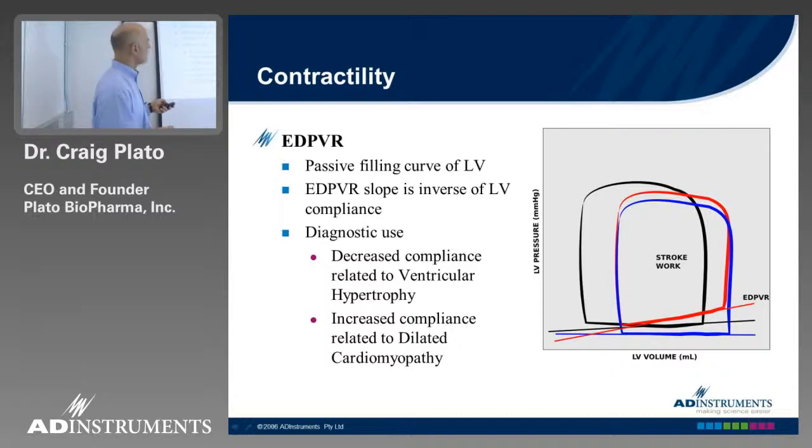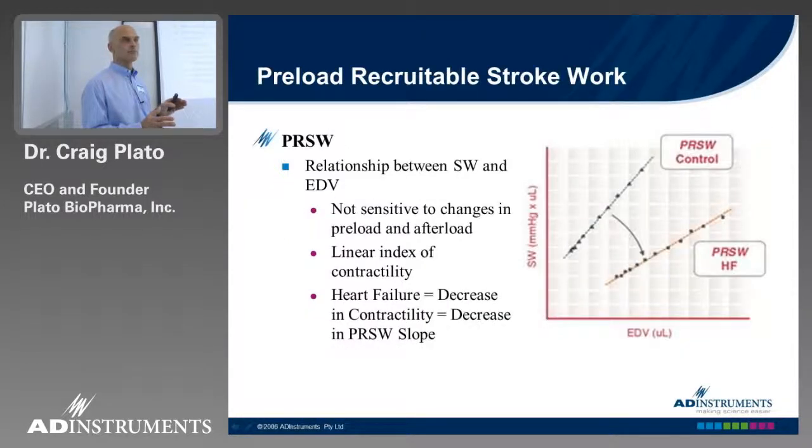EDPVR, again, is a function of the passive filling curve of the left ventricle. Under normal conditions, it's very, very flat. And as we have some diastolic dysfunction, the slope of that line changes. So what this means is that under normal conditions, as you add volume to the heart, no real change in pressure. Right? It's very compliant, very distensible, very elastic.